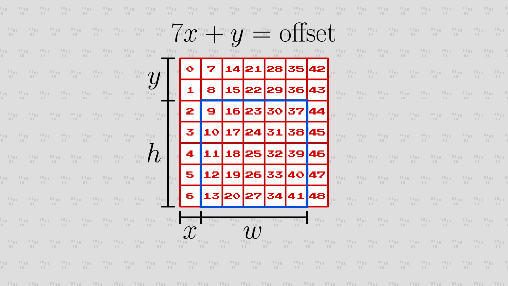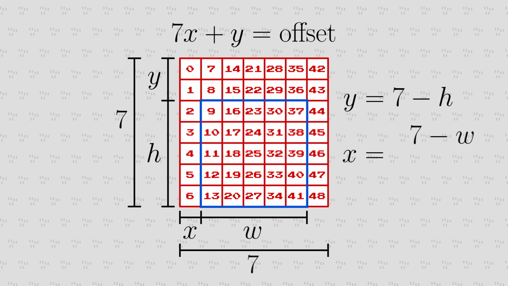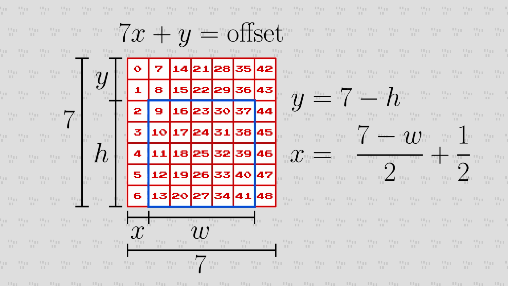First, the vertical offset. This one is actually pretty easy. It is just 7 minus the height of the bounding box. We can double check this by seeing that a 7x7 sprite should have an offset of 0, and that our 5x5 sprite had an offset of 2. The horizontal offset is a bit trickier. The formula for this offset is 7 minus the width of the bounding box, all divided by 2 plus 1/2, and rounded down to the nearest whole number.